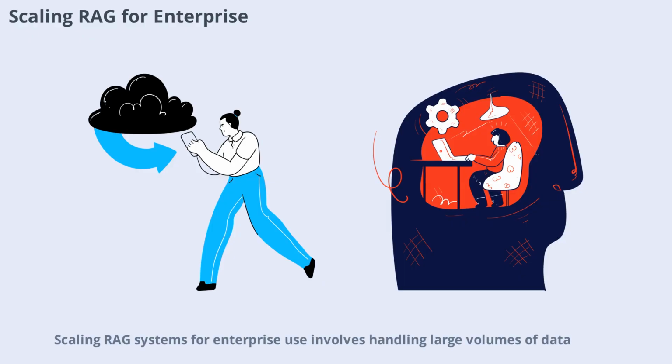Scaling RAG systems for enterprise use involves handling large volumes of data, complex access controls, and high concurrency. Leverage robust infrastructure, distributed databases, and scalable vector search engines. Ensure your security and compliance measures are up to date to protect sensitive information as your system grows.